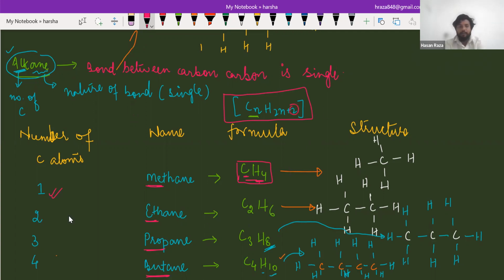Now come to this. If you have 2 carbon, the number of hydrogen will be double 2, that is 4, plus 2, that is 6. Number of carbon is 3. So what will be the number of hydrogen? Double 3 is 6, plus 2, 8. Number of carbon is 4. So the number of hydrogen: double 4 is 8, plus 2, that is 10. Is that clear, everyone?